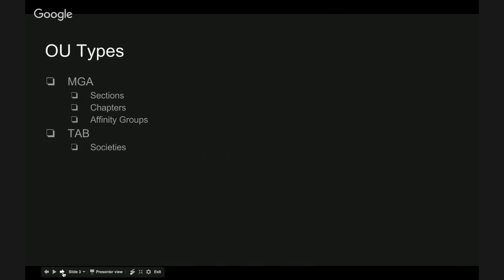These are organizing groups. The MGA groups are based on geography, which is within towns, cities, communities, countries, and regions. And TAB groups are usually around technical activities, like the Computer Society, Power Engineering Society, and stuff like that.